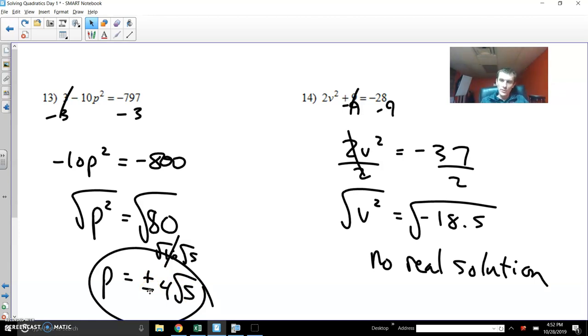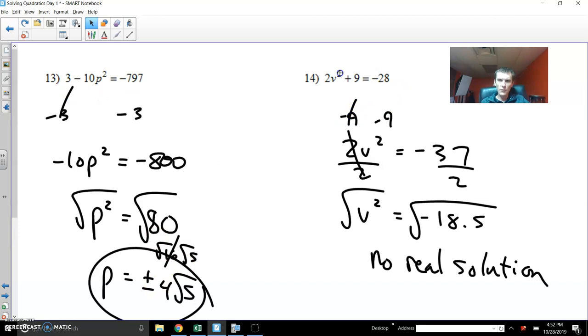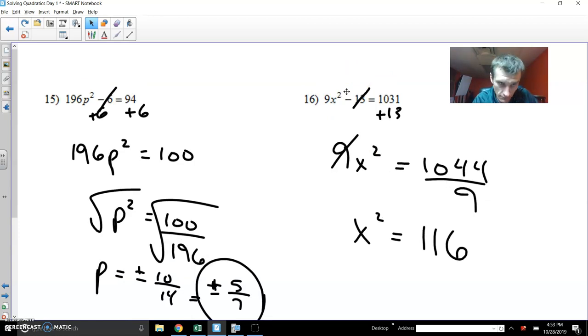14, another no real solution. Subtract 9, divide by 2, and you're trying to essentially square root a negative value, and you really can't do that. If you think about it, when you square a number, it's always coming out to be positive. So whatever v squared is, that's a positive number. Then you're multiplying by 2, that's a positive number. Then you're adding 9 to it, that's a positive number. How in the world is that going to be negative 28? It's not. So that's why there's no solution. There's no value for v that you could plug in to make that work.